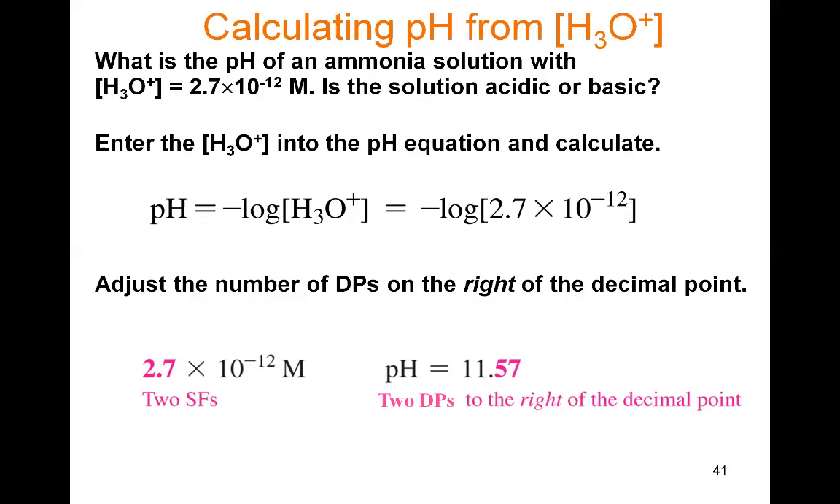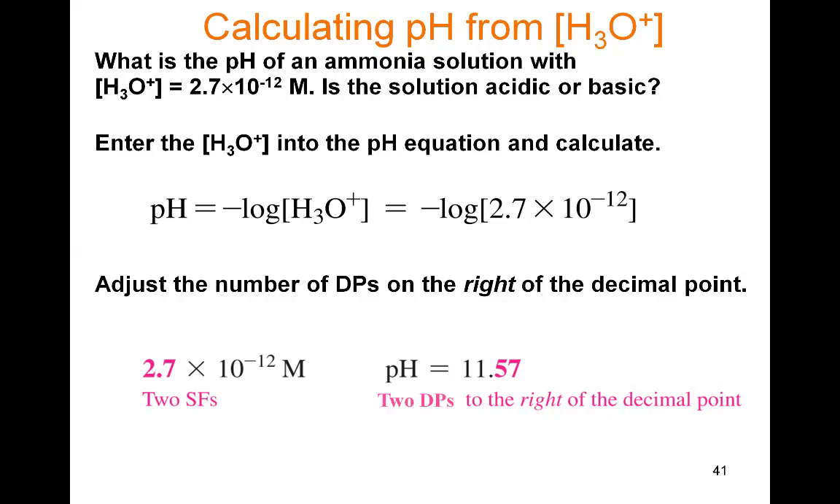So 11.5686, we keep the 5 and the 6, but what comes after the 6 is an 8, so we round it up and the 6 becomes 7. So pH is equal to 11.57 in this case.